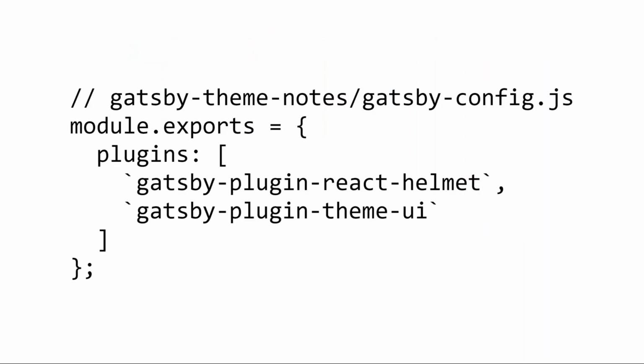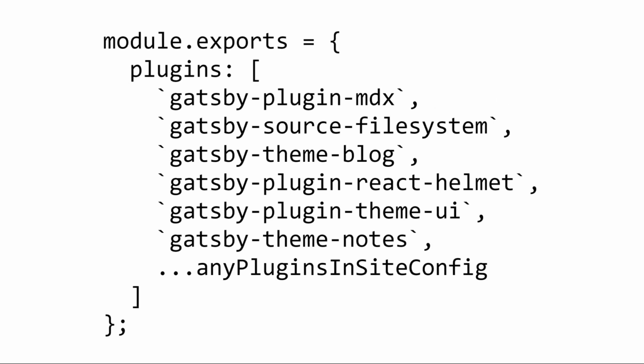So if we take a look at Gatsby theme notes, it has a very similar setup, but the setup is two different plugins, right? So it doesn't have Gatsby plugin MDX, it doesn't have Gatsby source file system. And this could happen for any number of themes, right? So we could have any number of Gatsby configs here.